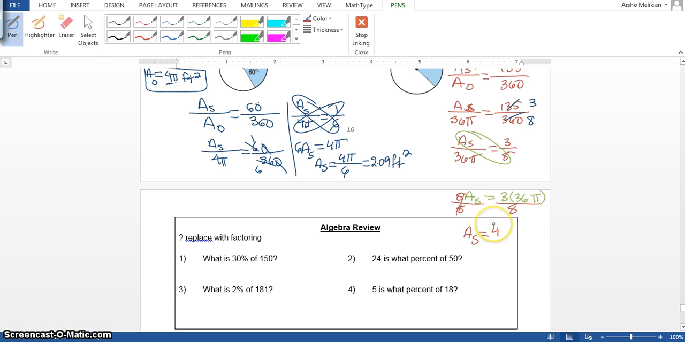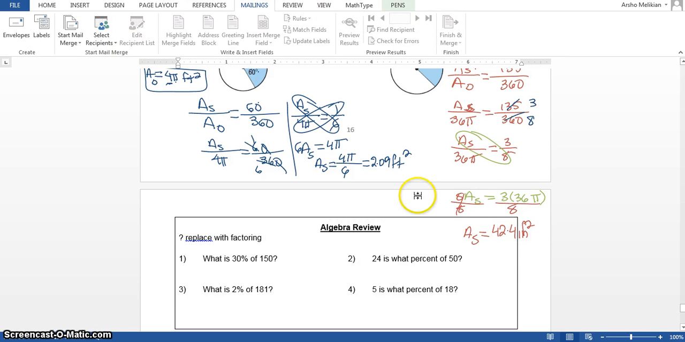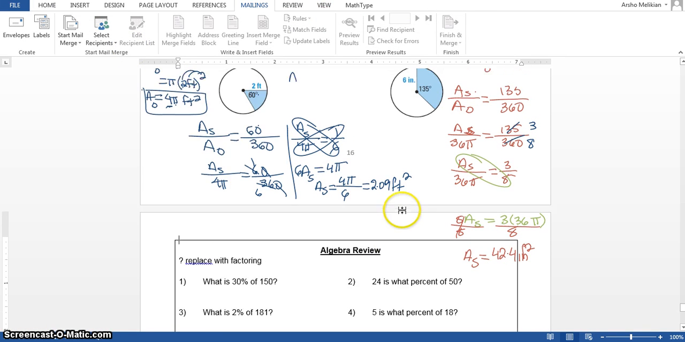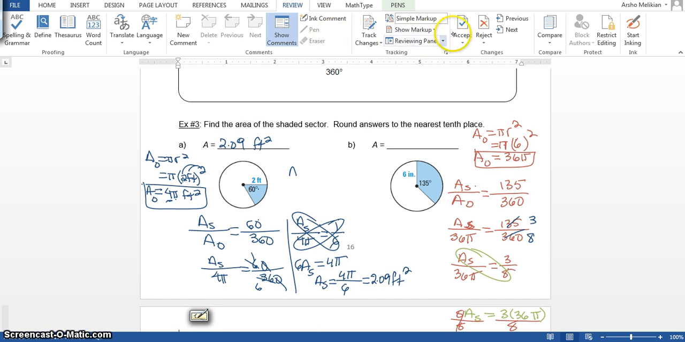So you get 42.4. And the units would be inches squared. Depending on how many decimal places are specified, this will be 42.4 inches squared.